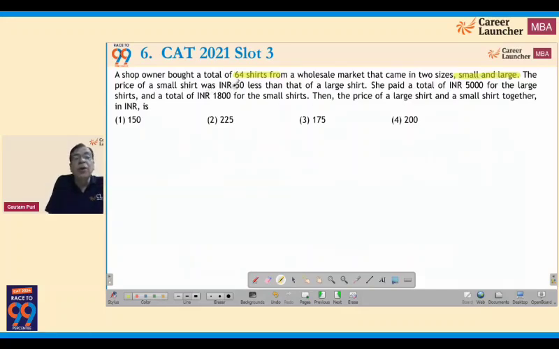The price of a small shirt was rupees 50 less than that of a large shirt. She paid a total of 5,000 for the large shirts and 1,800 for the small shirts. Then the price of the large shirt and small shirt together is how much?